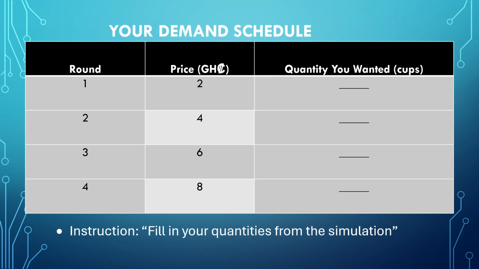Your demand schedule, or table. So you have the table with 4 rows and 3 columns: run, price in Ghana cedis, and quantity you wanted in cups. That is Gary. The first round we have 2. Second round you have price as 4. Third, price at 6. And the fourth round you have price at 8. You're supposed to fill in your quantities from the ones you wrote.